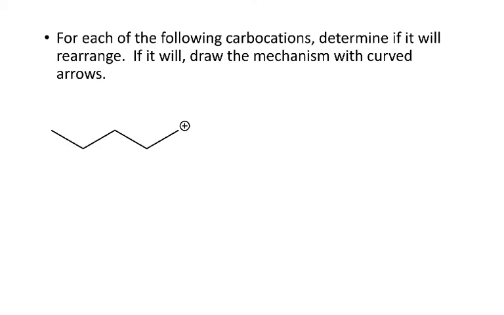All right, so let's look at a couple of examples. We want to predict whether the carbocation will rearrange, and if it does, we want to draw that mechanism. I only have one carbon atom adjacent to my carbocation, and it has a pair of hydrogens. If I swap one of these hydrogens with the carbocation, I'll go from a primary carbocation to a secondary. That is advantageous, so this shift will occur. Sorry, this is just a one-sided arrow.